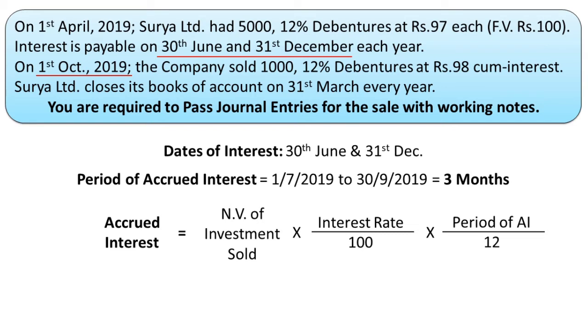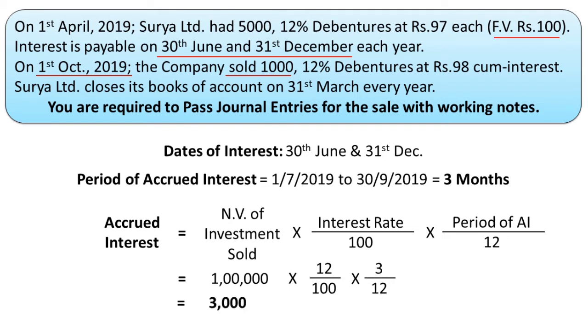Let us put the figures. We have sold 1,012% debentures. The face value is Rs 100 each. Therefore, 1,000 multiplied by 100, Rs 1 lakh, multiplied by rate of interest is 12%. So 12 by 100 multiplied by period of accrued interest is 3 months. So 3 by 12. Therefore, the amount of accrued interest is Rs 3,000.